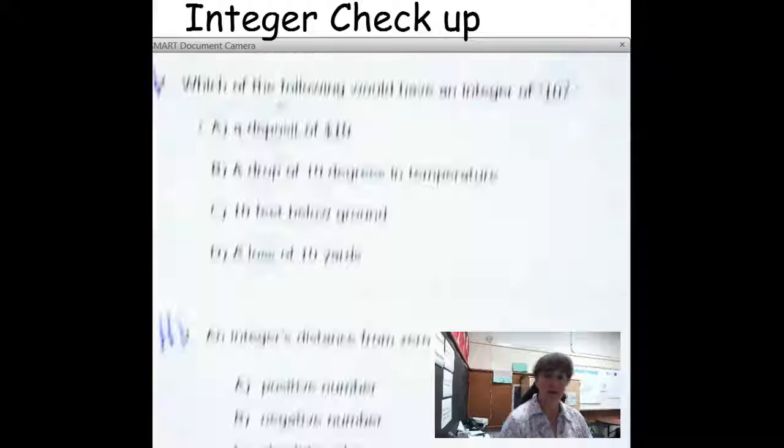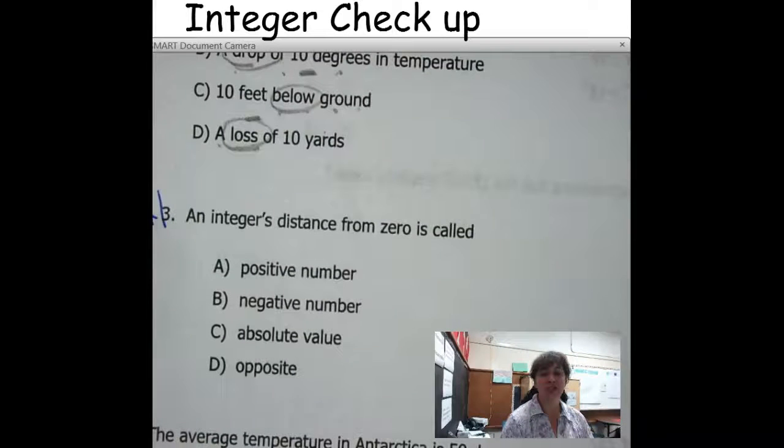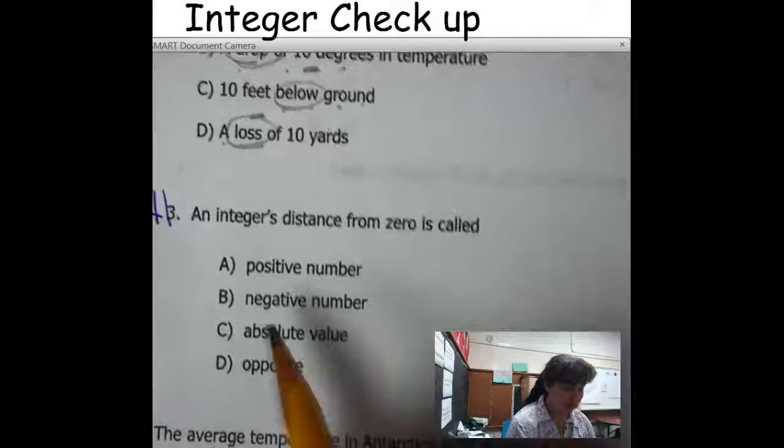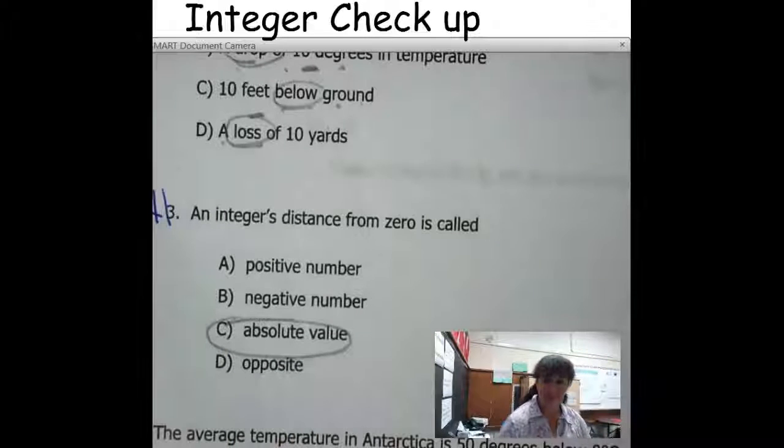Okay? Number three, an integer's distance from zero. So if you remember as a class, I said steps. How many steps till I get to zero? So that's distance. Steps is distance. So the distance is the absolute value. Okay?